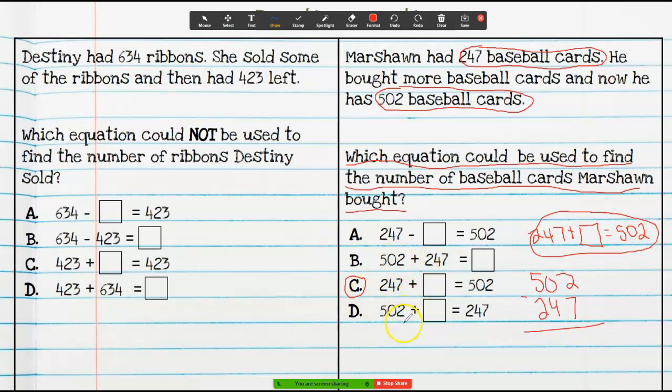And we're not going to do 502 plus a number to get to 247. You need to make sure you look at certain answer choices because this doesn't make sense. If I have 502 and I add something to it, I'm not going to get to 247. That's a smaller number. Okay? I know he started with 247. He bought some more, which is that number we don't know, and now he has 502. Okay?